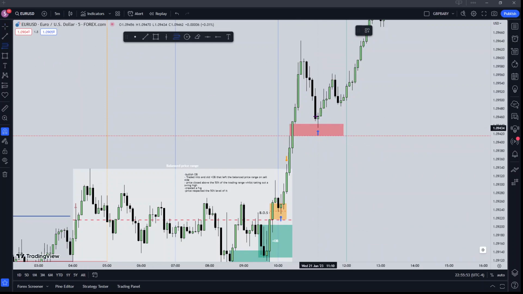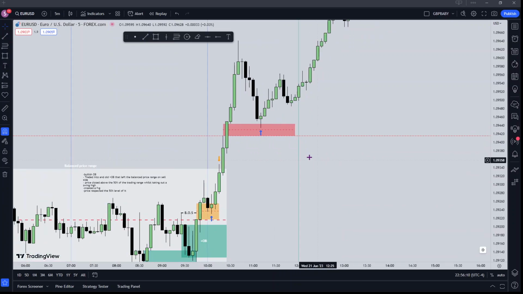If we traded through this gap and started trading back below it, I'd probably close my position at that point. But it's beautiful how price just respects these levels.